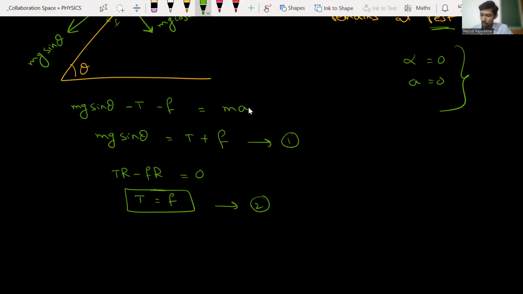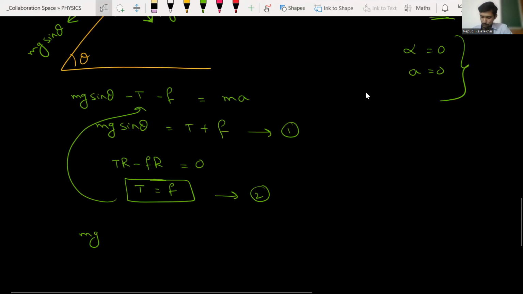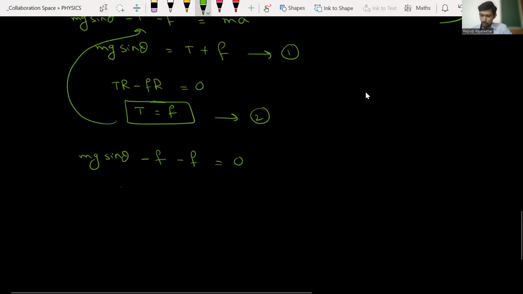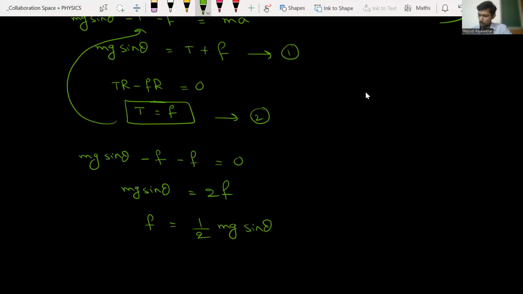Now substitute this T value in the actual equation. Just substitute this value here. So mg sin theta minus, instead of T I can write the f value, minus f equals 0. So mg sin theta equals 2f. From this you can write f equals half mg sin theta. So this is the friction value.